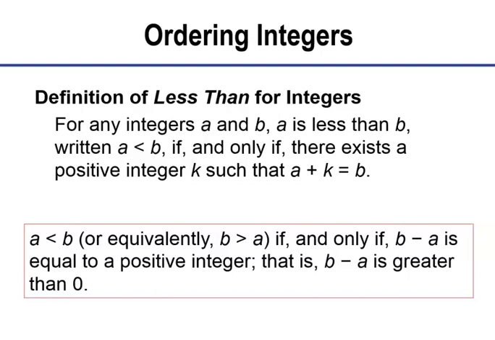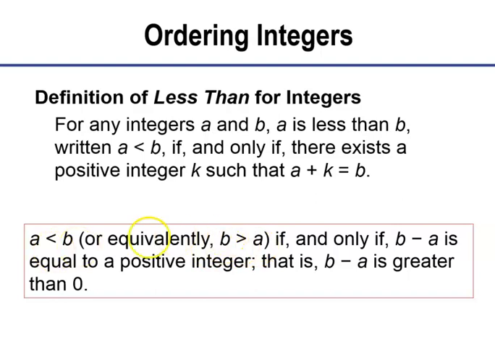So, the definition of less than for integers. For any integers A and B, A is less than B, written with the symbol. Think about this in terms of an alligator. The alligator opens his mouth to the bigger side. So A is a smaller number than B. A is less than B if and only if there exists a positive integer k such that A plus k equals B. In other words, there's got to be some room between A and B if A is truly less than B. It says A is less than B, or equivalently, B is greater than A.